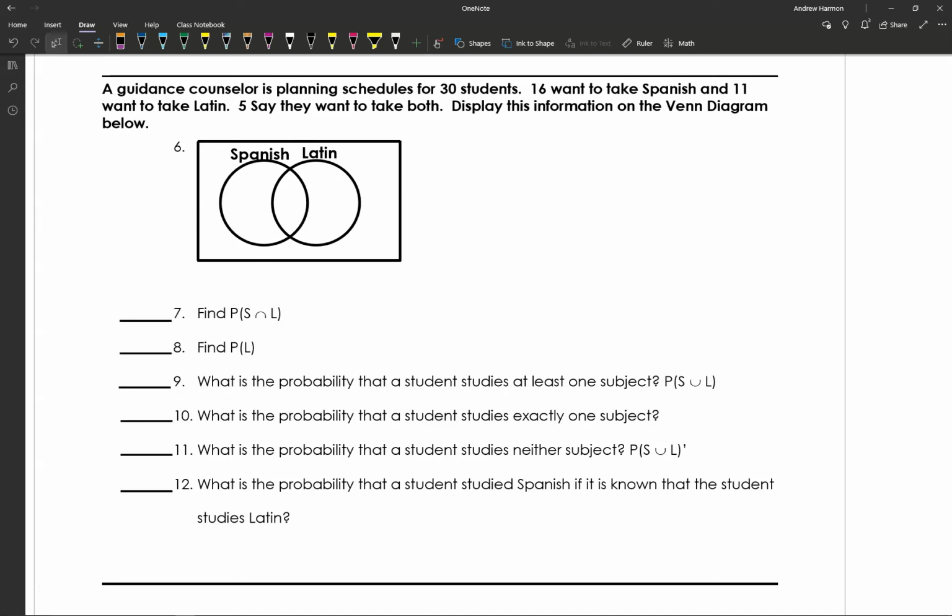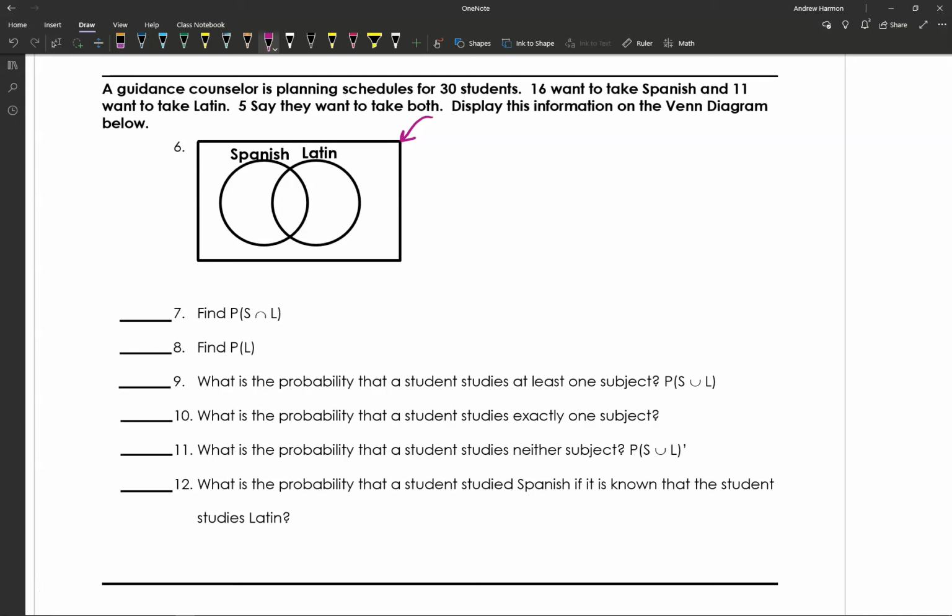The guidance counselor is planning schedules for 30 students. 16 want to take Spanish, and 11 want to take Latin. 5 say they want to take both. Display this information on the Venn diagram below. Okay, so we know we have a total of 30 students that the guidance counselor is planning for. So that means in the entire box, we have to have a total of 30.